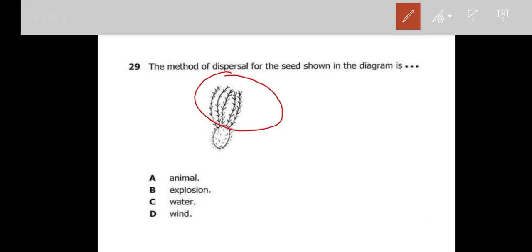These hooks will cling on to the fur of the animal. If it is a bird, the feathers. So meaning animal is our answer there. All right. We proceed.